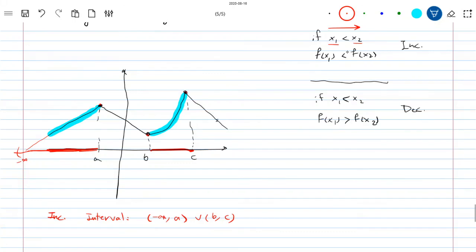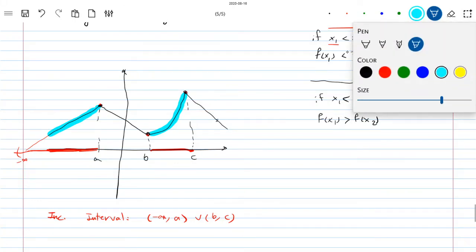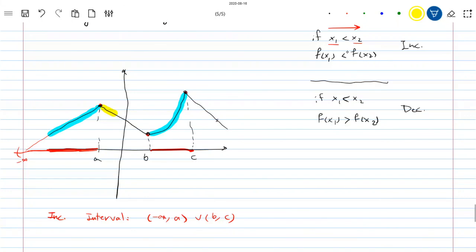And where is it decreasing? Decreasing in this section, as well as in that section. You see that the y values do not really matter if you're talking about the interval. So the decreasing interval is from a to b, and then from c to infinity. A to b and c to infinity. I wrote letters, but these could be numbers. This could be negative 1, 2, 3, and so on. If you understand the letters, the numbers would be easier.